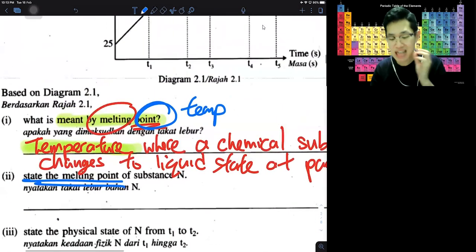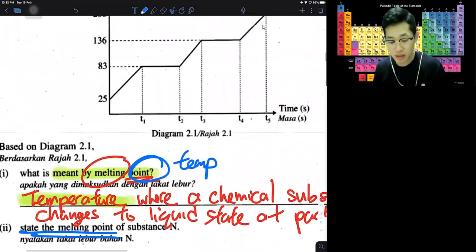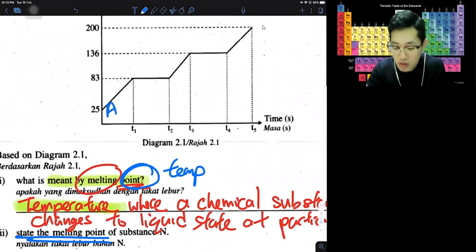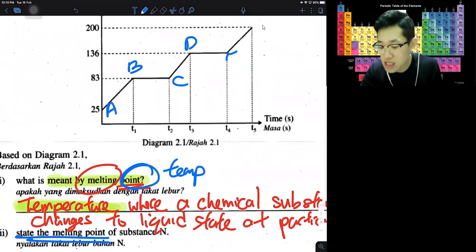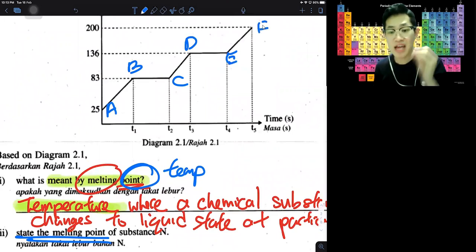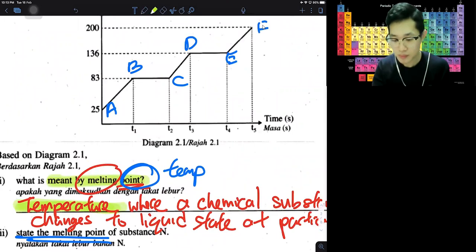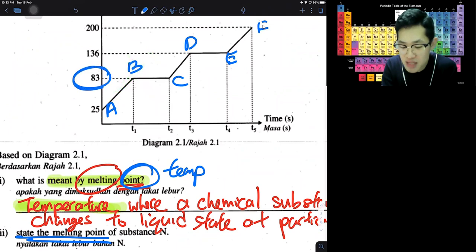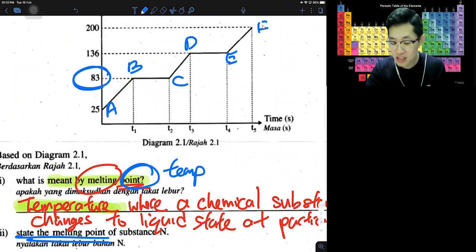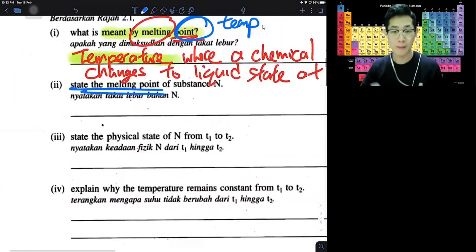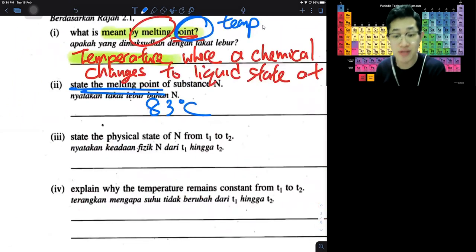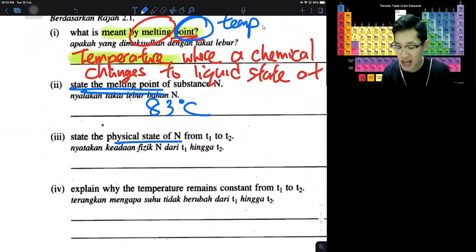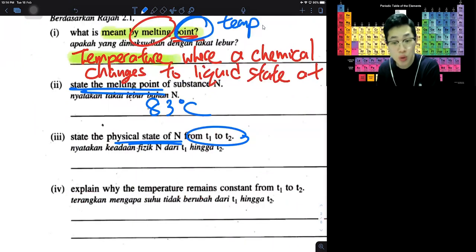So like this question, when they ask me melting point, if the graph gave you A, B, C, D, E, F, don't write point B, don't, because melting point is a temperature. So give me the temperature, which is 83, don't forget the unit, degrees Celsius. 83 degrees Celsius.